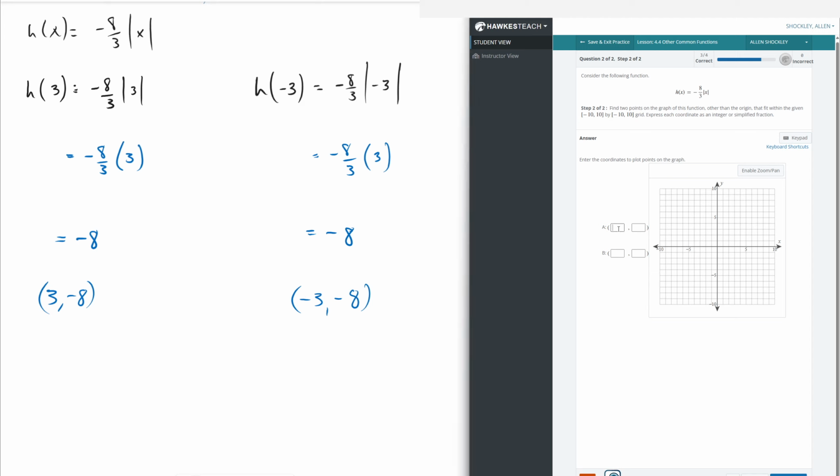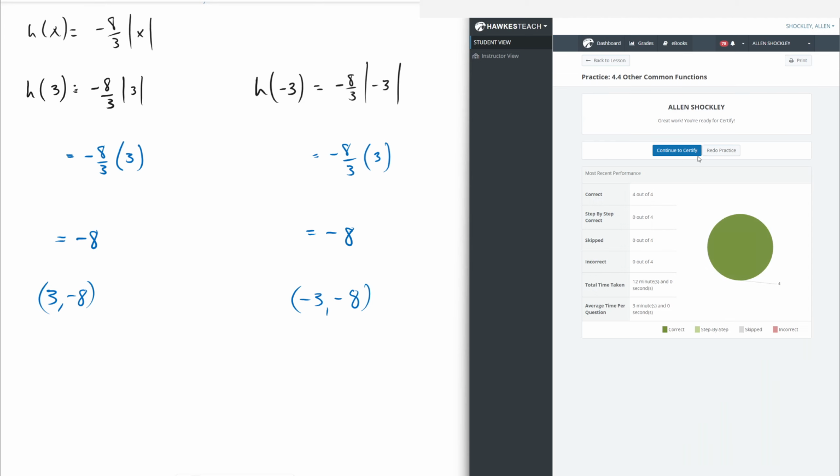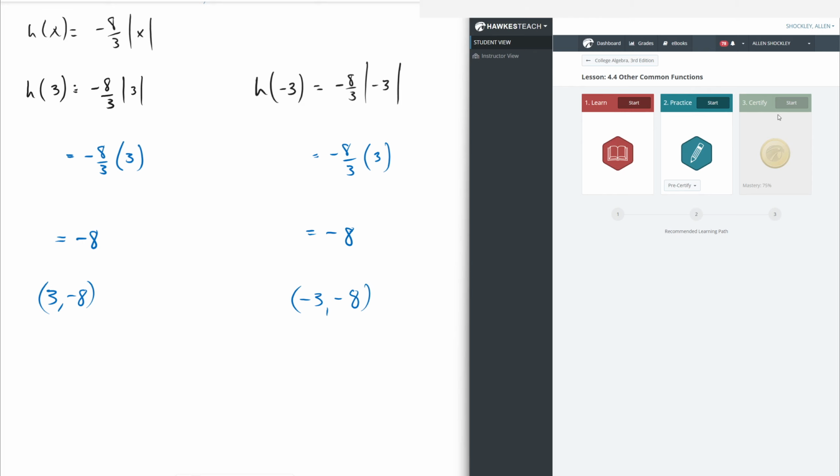And now we type. So 3, negative 8, negative 3, negative 8. There it is. We'll go to the certify real quick.